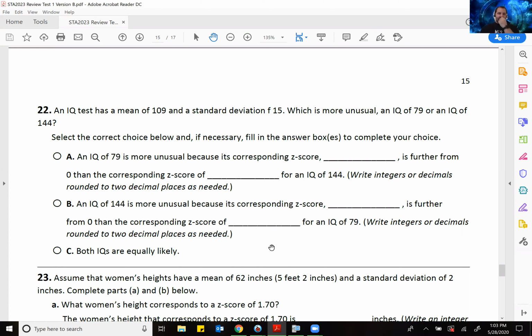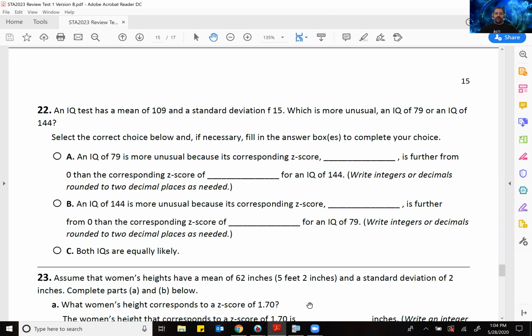An IQ test has a mean of 109 and a standard deviation of 15. Okay. So we've got an X bar of 109 and a standard deviation of 15, writing that down. It wants to know which one is more unusual, an IQ of 79 or an IQ of 144. Yes, thank you for the correction.